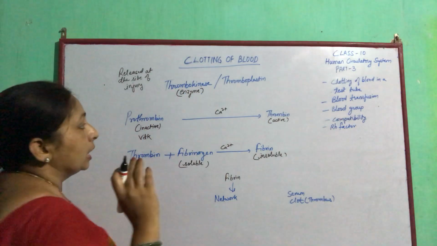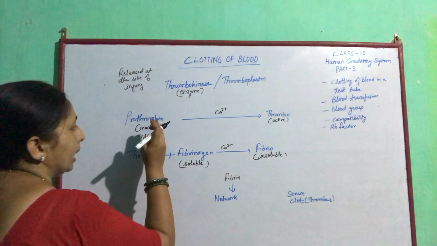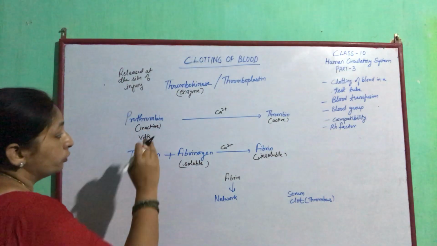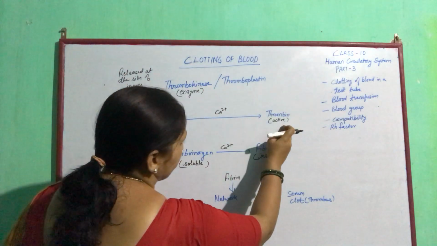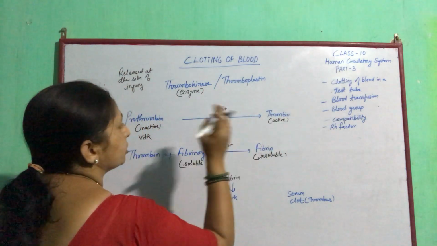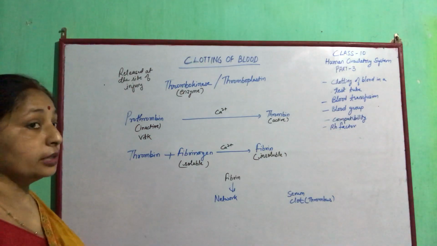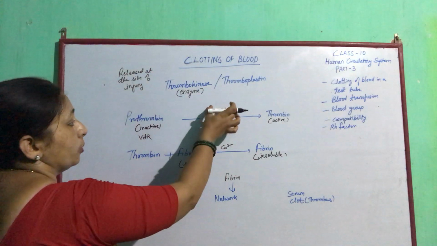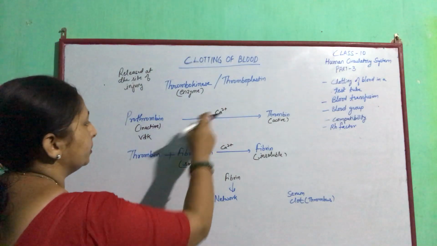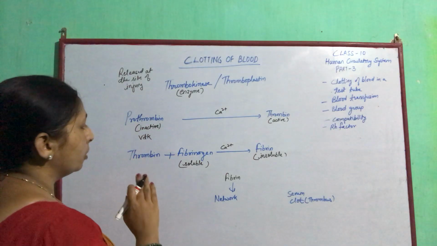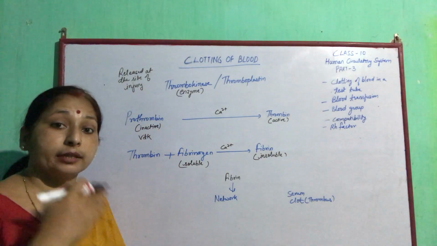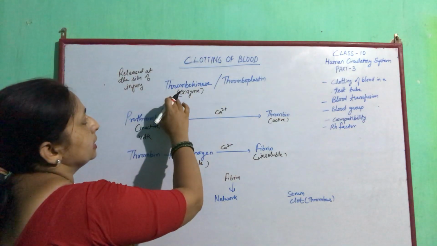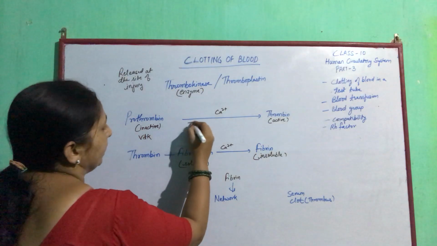This enzyme catalyzes the process and converts prothrombin, which is in inactive state, into active thrombin. This conversion is always in the presence of calcium ions. The mineral in our body which is responsible for the clotting process is the calcium ion. The inactive prothrombin gets converted to active thrombin in the presence of calcium ions and this enzyme, thrombokinase.